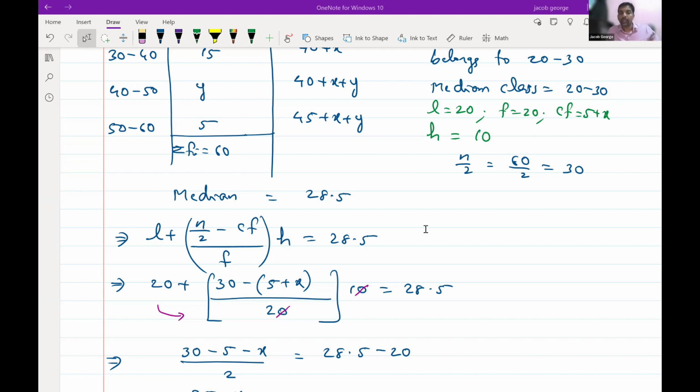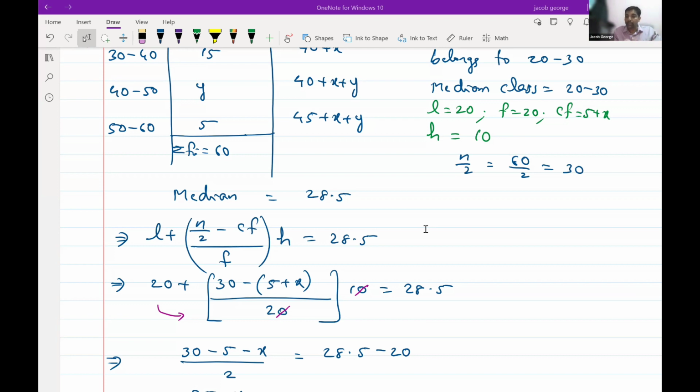Then we substitute, and CF is 5 plus x. When there are two terms in CF, it will be in a simple bracket because that minus is common for both the terms. Normally students make a mistake in that step. They won't put that bracket, because of that minus they will not take it. You have to study the correct way. L is 20 plus 30 minus of, can you see a small bracket for CF? 30 minus of 5 plus x, because there are two terms in CF in this type of question, by 20 into h is 10, equal to 28.5.